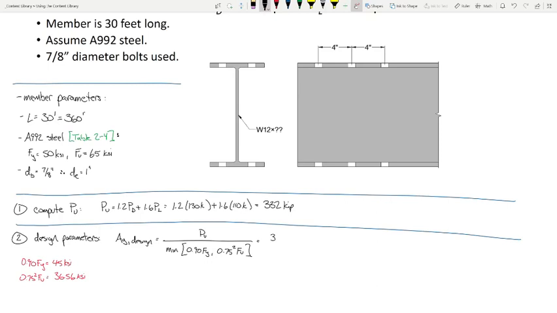So 332 kips over 36.56 ksi. And what do we get for that? 9.08 square inches. And then we need our design minimum radius of gyration, which is L over 300, which is 360 inches over 300. I think I can do that one in my head. I think that one's 1.2.